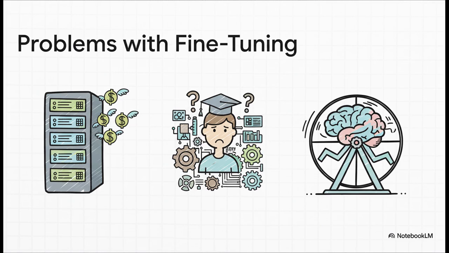And that leads us straight to the downsides. Fine-tuning costs an absolute fortune in computer power. You need a whole team of specialized AI engineers just to pull it off. And maybe the worst part? The second your data changes, a new product gets released, a new fact is discovered, you have to do the entire expensive, time-consuming retraining process all over again. It's just not built for a world where information changes fast.